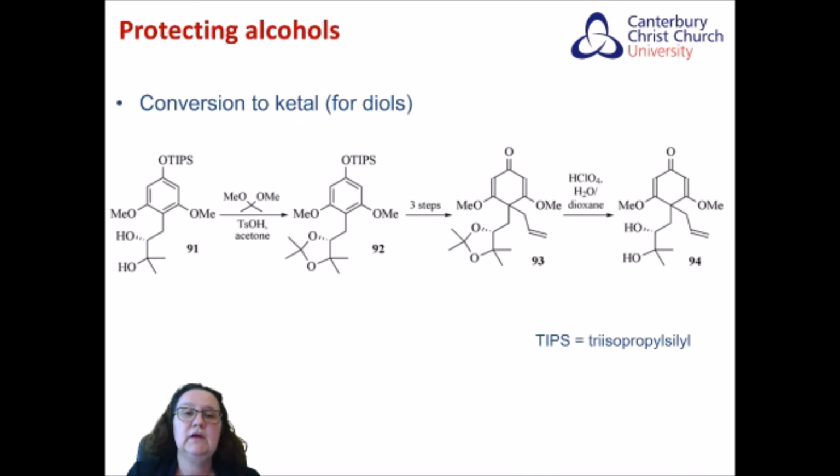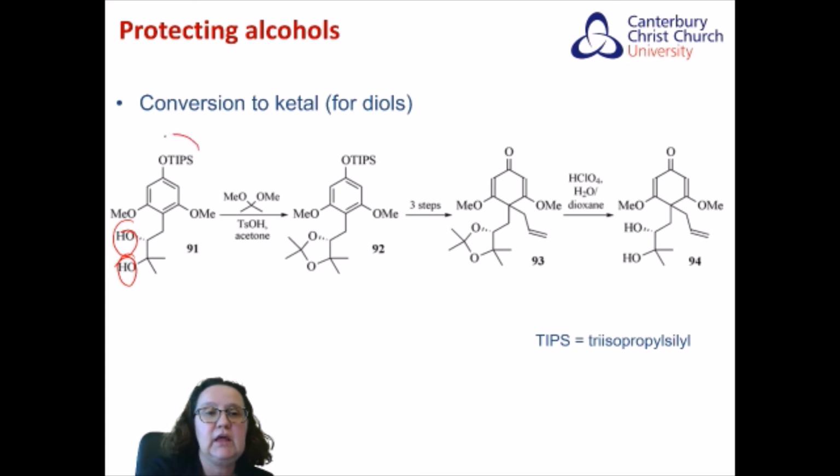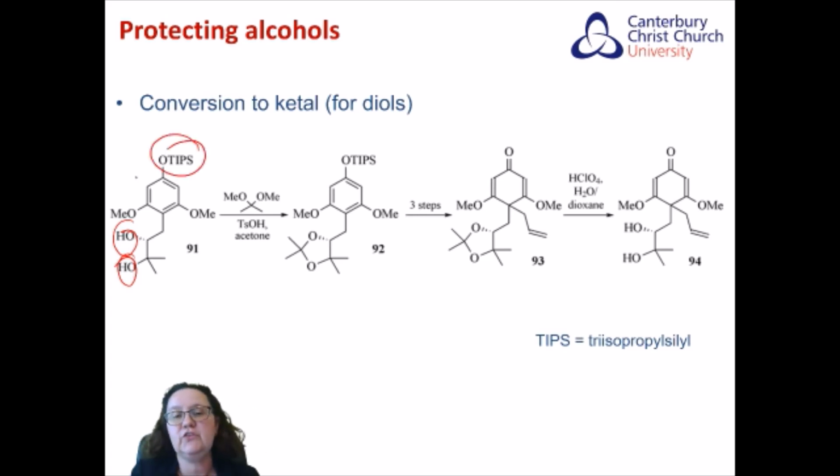This is an example of a reaction in which you protect two hydroxyl groups by forming a ketal. So the aim is to protect these two hydroxyl groups. And if you notice, this molecule already has a functional group which is protected. That TIPS stands for triisopropylsilyl. So the two hydroxyl groups are converted to a ketal.